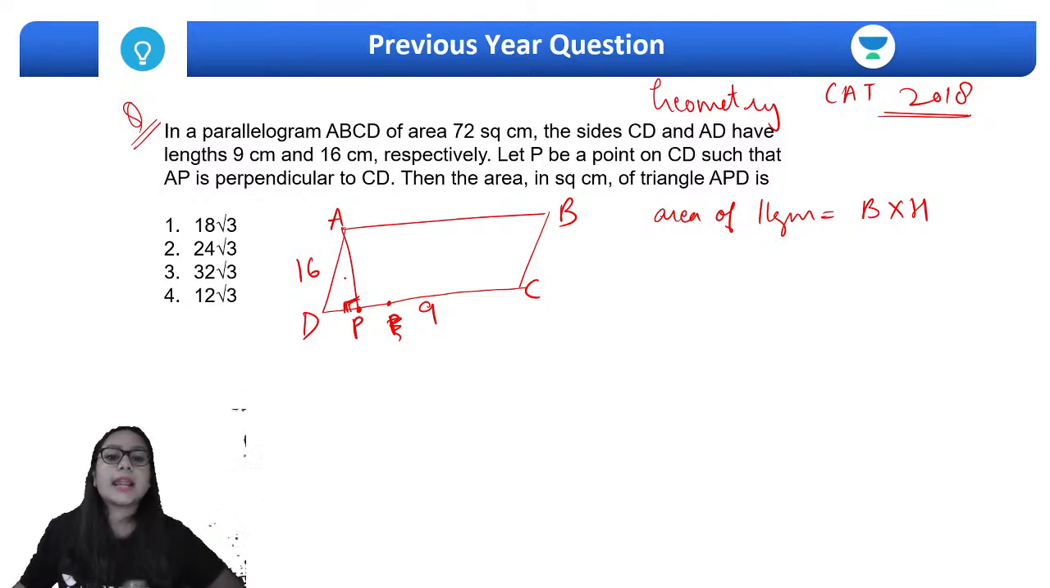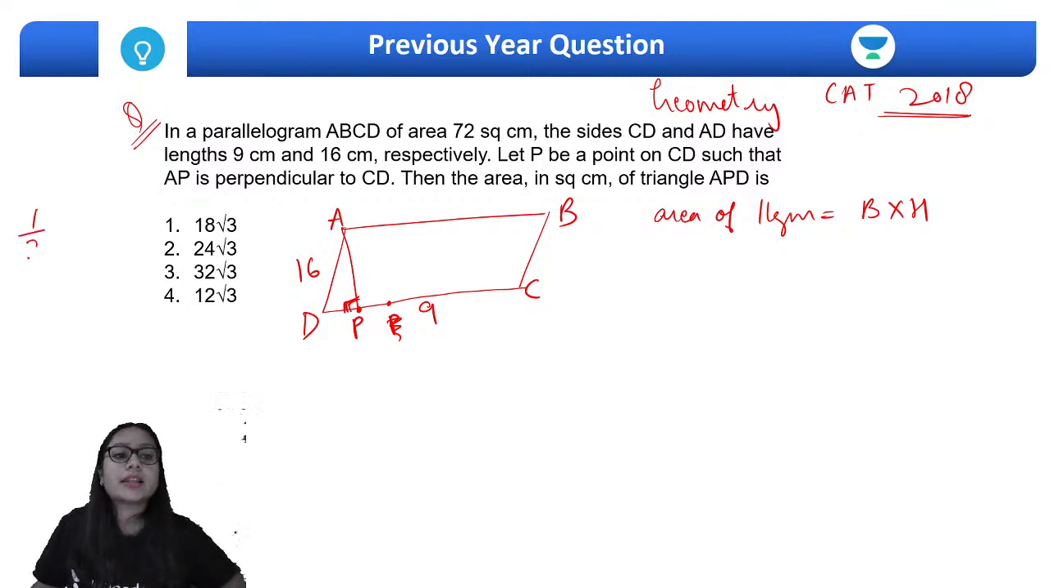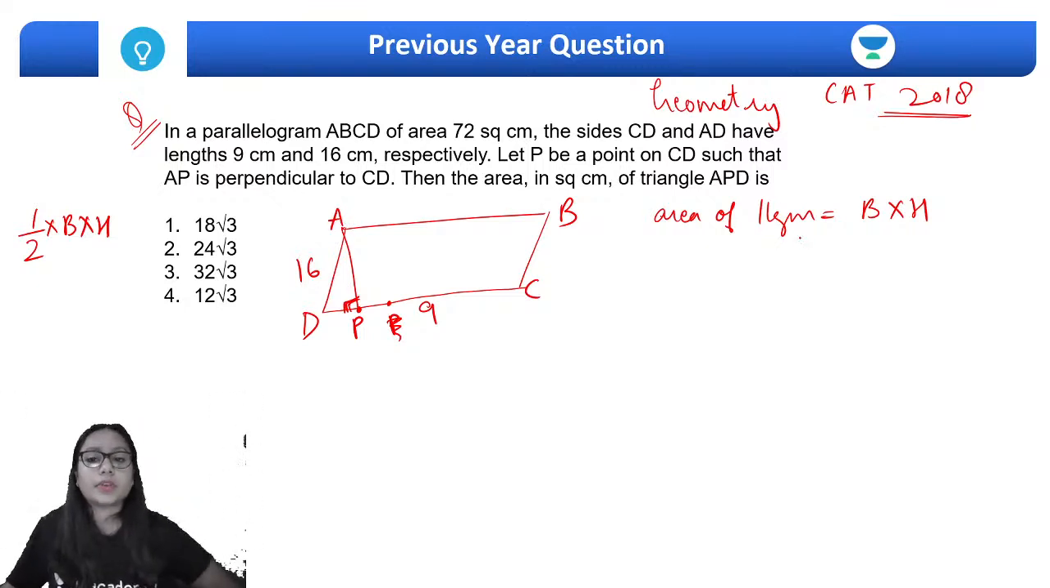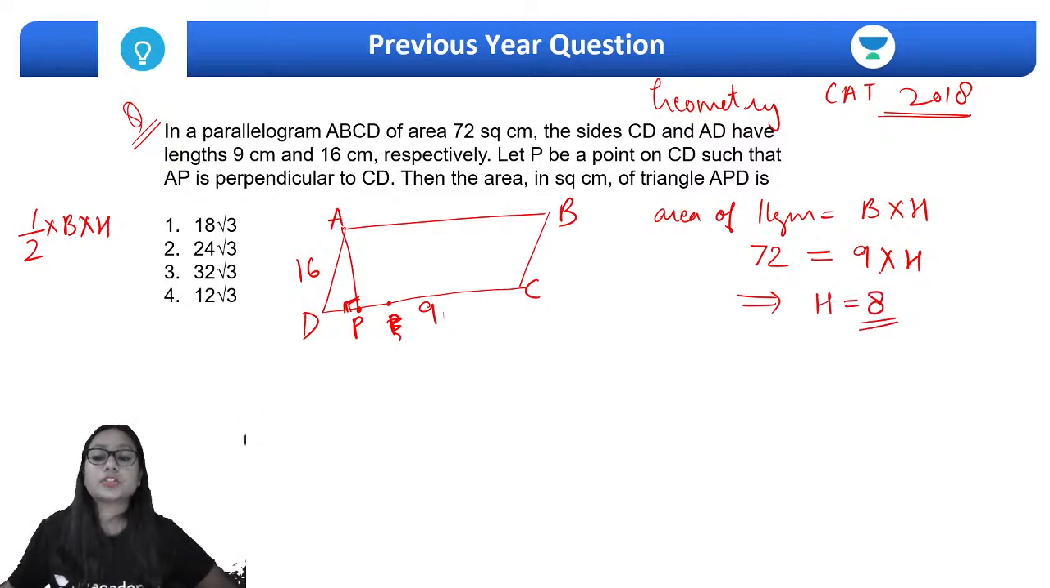Now since this is a right angle triangle, area of a triangle is given by half of base into height. Okay, so height we have to find, and the height of the triangle APD would be equal to height of the parallelogram. So let us find it this way. So area is 72, base of the parallelogram is given to be 9, height is what I need to find. So from here we get that the height of this parallelogram is 8. Hence this is 8.